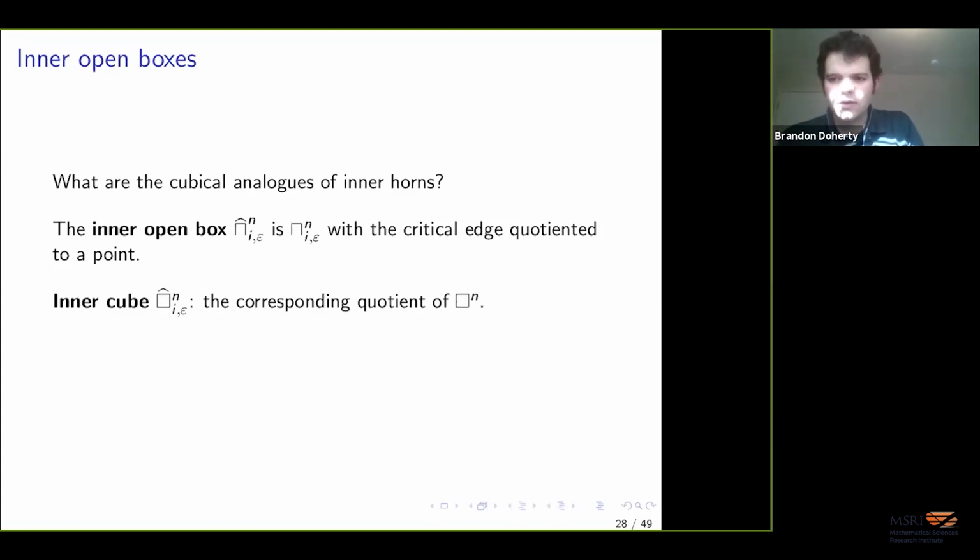And then in order to define what these inner open boxes are actually being included into, we have to define what we call the I epsilon inner cube, which is just the corresponding quotient of box n. So again, that critical edge with respect to that face is quotiented down to a degenerate edge. And so we have this inclusion of the inner open box into the inner cube.